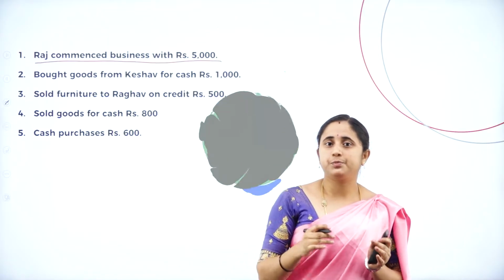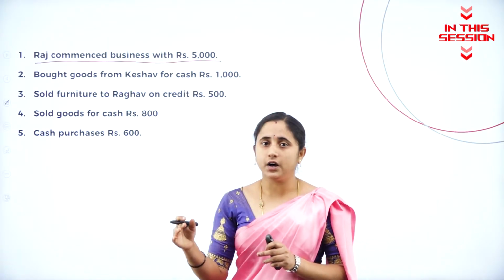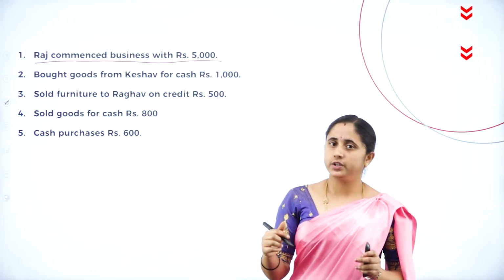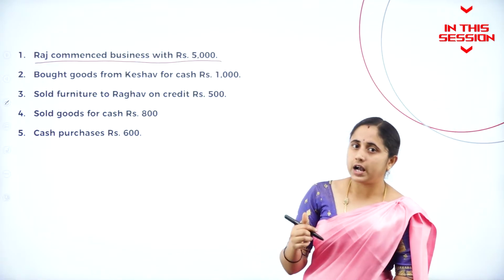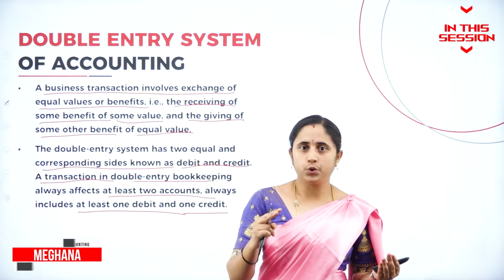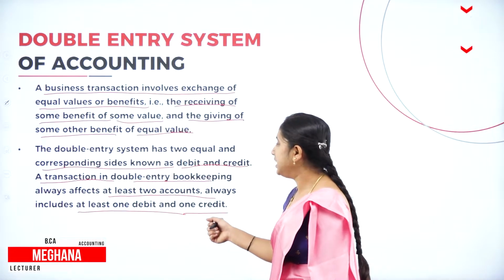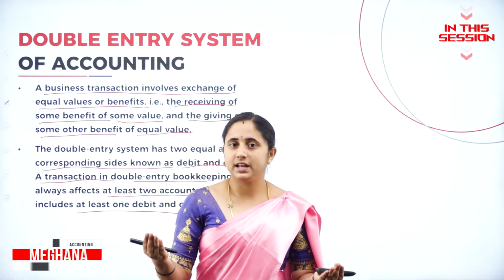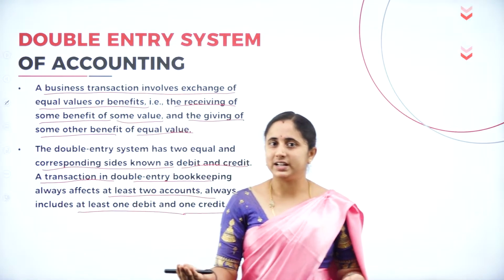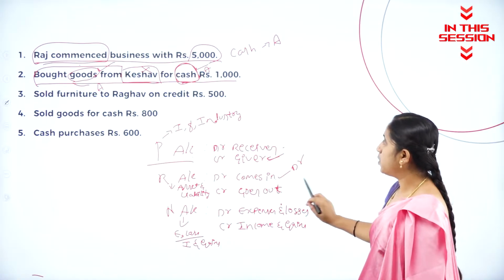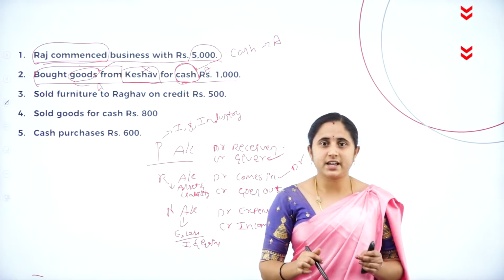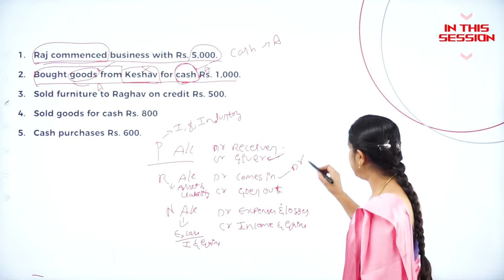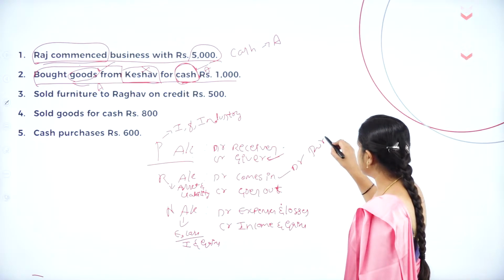You must be capable of classifying the accounts between personal, real and nominal, and you must know the golden rules of account. It affects at least 2 accounts, so you need to record both the accounts. One must be debited and one must be credited. Debit what comes in, credit what goes out. When you purchase an asset, the goods is coming in, so you need to debit purchase.